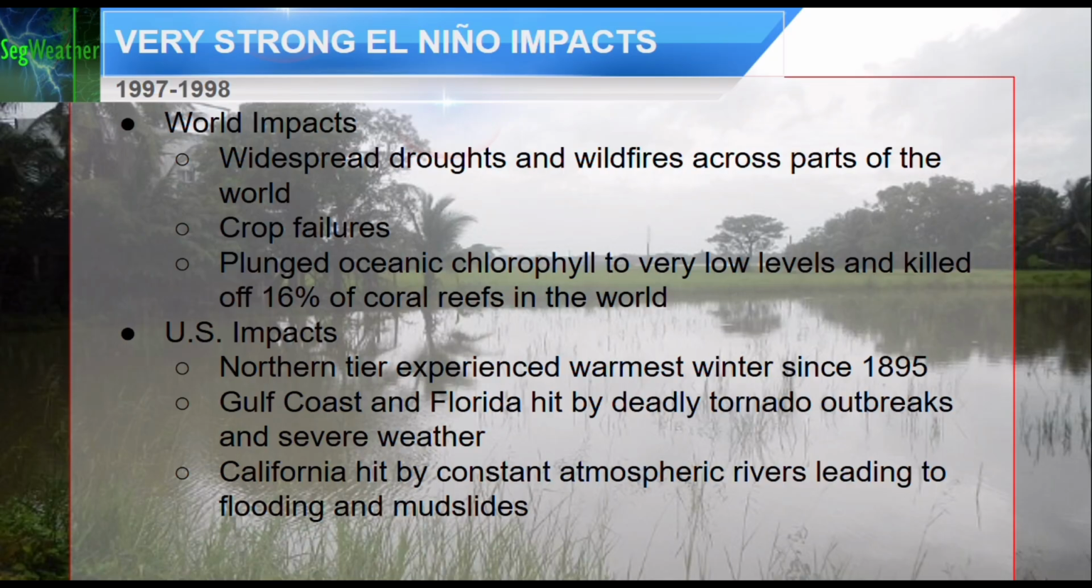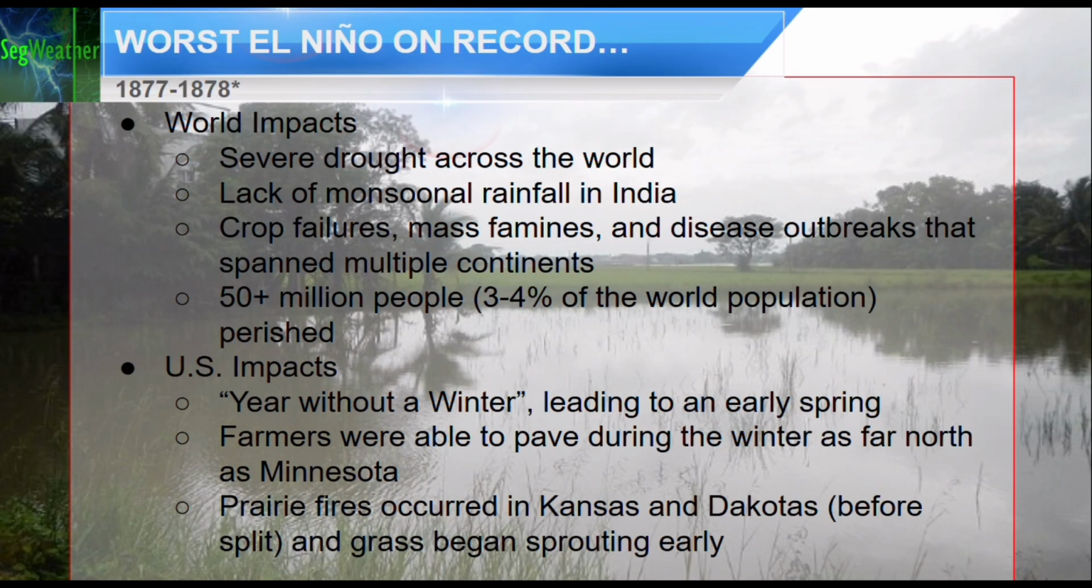Meanwhile, California was hit by, again, atmospheric rivers, which means basically heavy rainfall, flooding, and unfortunately mudslides as well. And then, jumping down the line, we have our worst El Nino on record. This one happened in the 19th century, and it was one of the worst on record for a good reason, because it caused severe drought across the world. So basically take the El Nino from 2015 to 2016 and trump it up a bit. That's what it was. That's what it did.